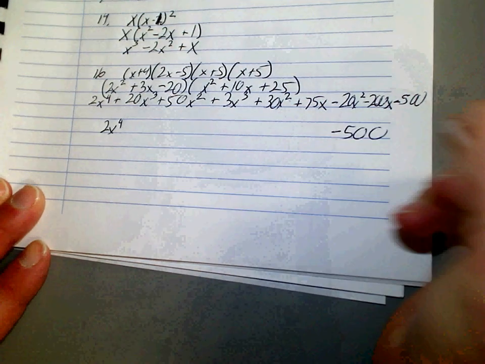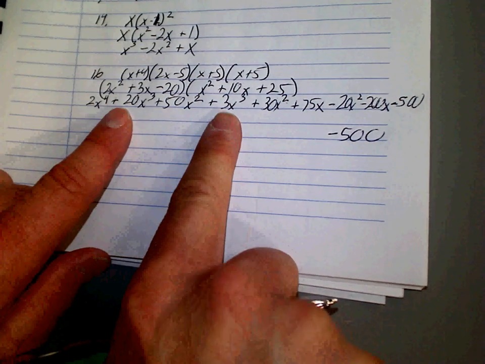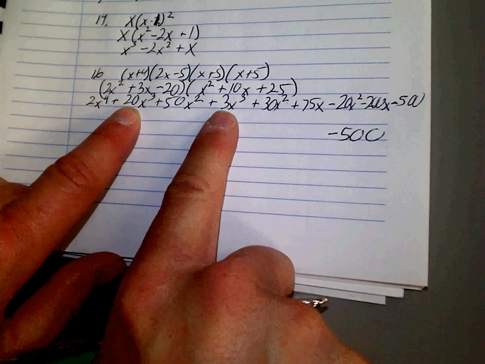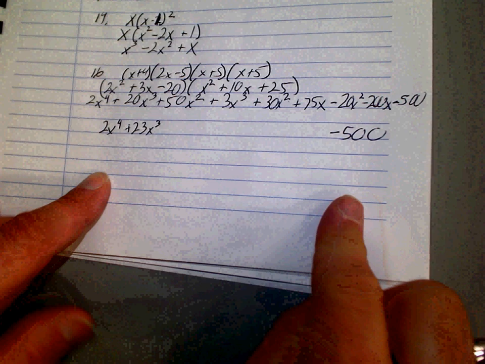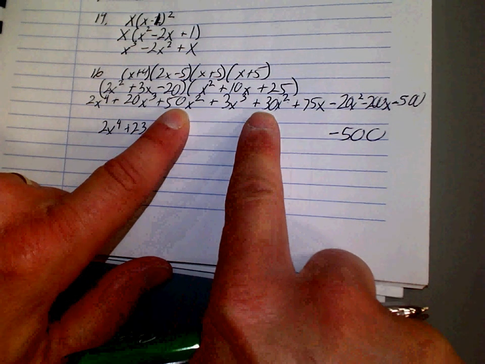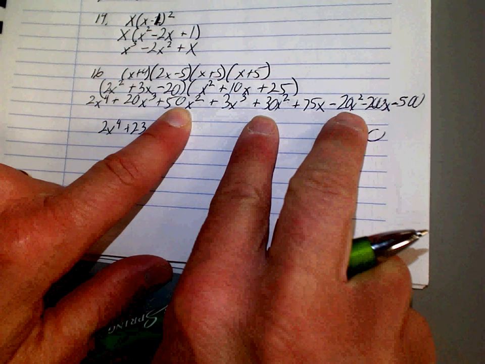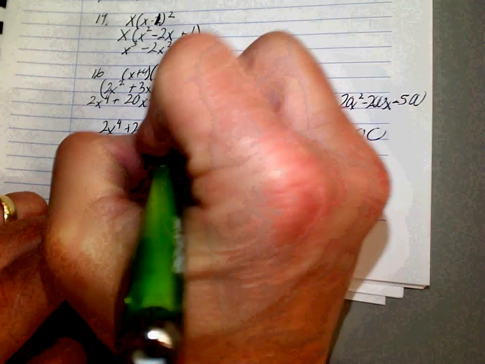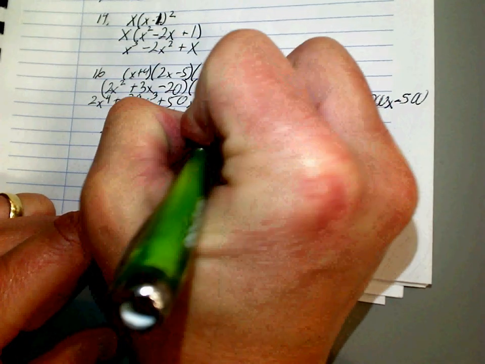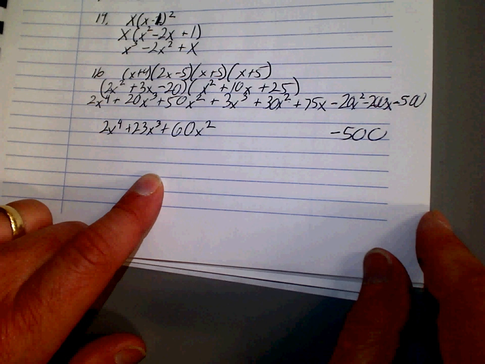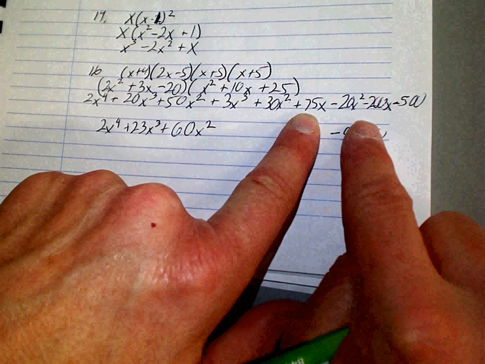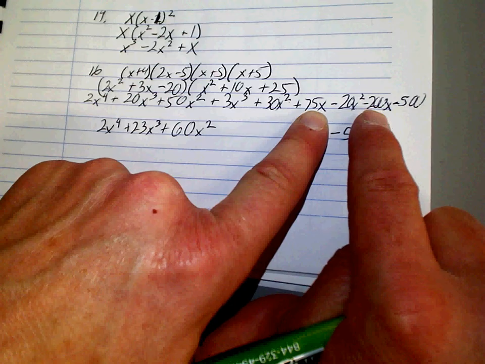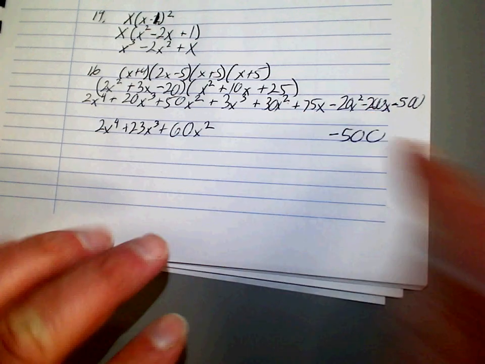Now let's look at the cubic terms. There's two of them, right? So that's 23x to the third. Let's look at quadratic terms. 3 of those, right? So we have 50 plus 30 is 80, minus 20, 60x squared. Now let's look at linear terms. 2 of them, right? We have a 75 and a negative 200, so that'd be a negative 125x.